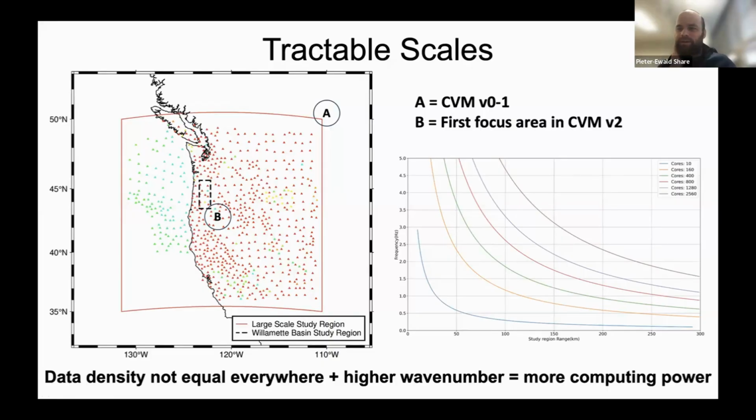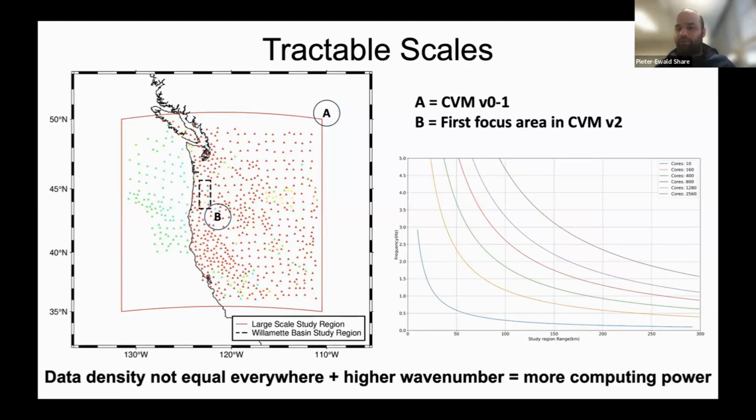We don't have equal data density in all parts of Cascadia. By data, I mean it could be a seismic station network, or it could be seismic events, whether these are man-made or natural. But even if we had equal density everywhere, it becomes a computational problem on the other side of that. Essentially, what I'm showing you on the right here is that if you try to focus on a region, let's say 150 kilometers by 150 kilometers, and you start looking at higher and higher frequency data, you're going to need more and more CPU cores, and those increase exponentially the higher the frequency you go.